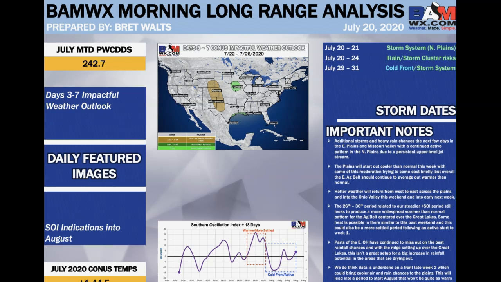So I've consulted with our own Dr. Ryan Maue, and I've talked to him this morning, and we've come up with some images to explain this process to you. Because there's so much going on about modeled rainfall and the model maps, and I want to talk about it. So we'll get into it here in just a second.